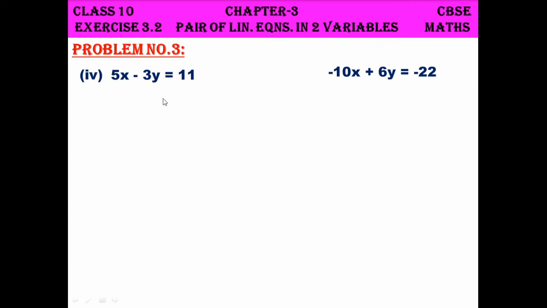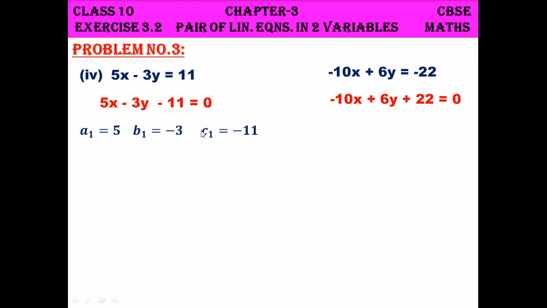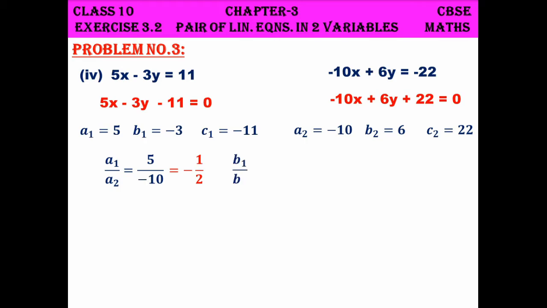Now we move on to the fourth subdivision. The equations are given here. Let me write them in the standard form and then write the coefficients A1, B1, C1 and A2, B2, C2. Now we'll find the ratios. A1 by A2, which is 5 by minus 10, simplifies to minus 1 by 2. B1 by B2, minus 3 by 6, whose value is also minus 1 by 2. So we see that the first two ratios are the same.